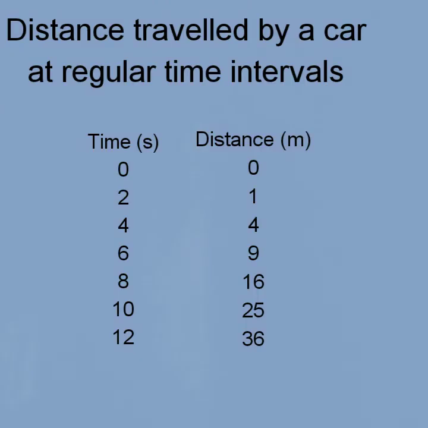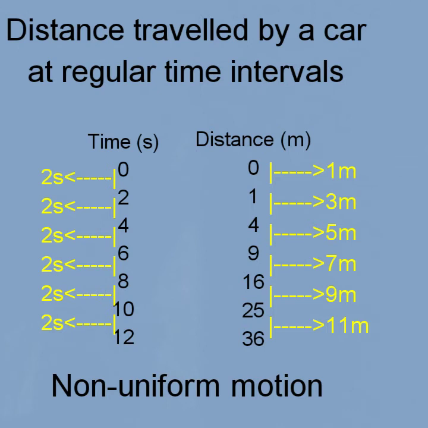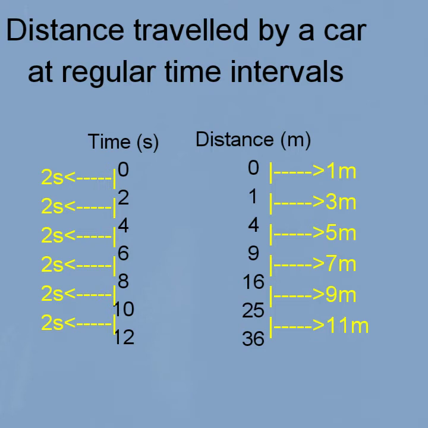The distance travelled by a car in a time interval of 2 seconds is given here. In the first 2 seconds, it covers a distance of 1 meter. In the second 2 seconds, it covers a distance of 3 meter. In the third 2 seconds, it covers a distance of 5 meter and so on. This car covers unequal distance in equal intervals of time, or it is in non-uniform motion. Also, the speed of the car increases. So, this car is in an accelerated motion.